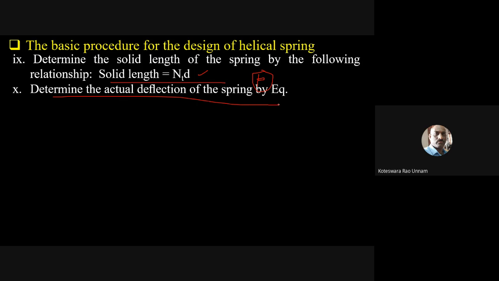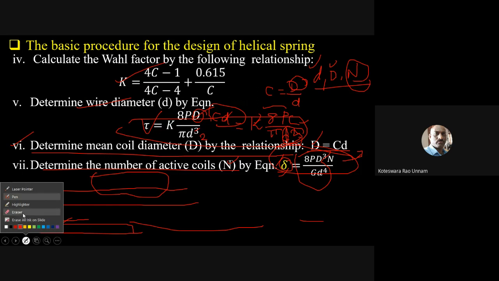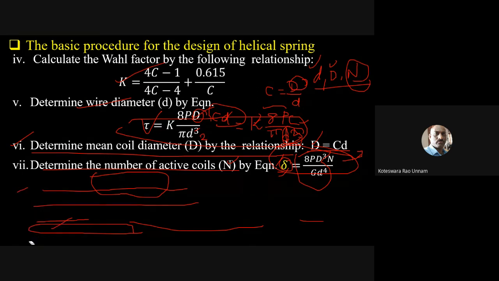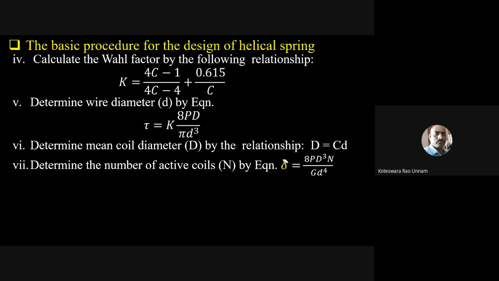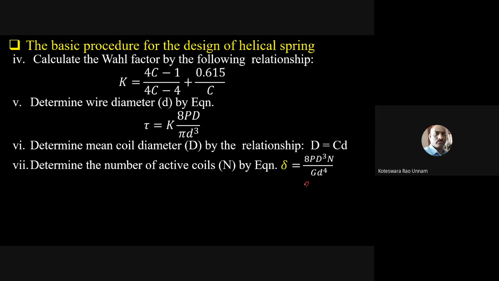Then you can calculate the actual deflection. See here, this actual deflection is different from what you estimated in the first step. This delta here, why is it different? Because I am using this equation to calculate the n value. Let us say by solving this I get n equal to something like 8.9. I cannot have 8.9 coils, so I will round this n value to 9.